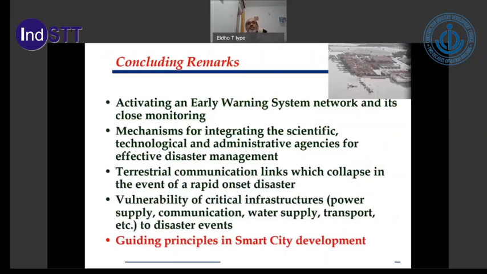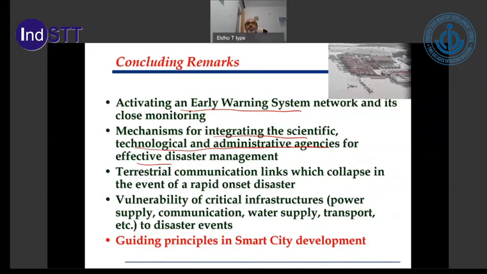So before closing this lecture, as I mentioned, flooding is a major problem, especially in urban development, especially in smart cities. Flooding we need to look into in a holistic way. So we need to have an early warning system, that we need to look into. And mechanisms of integrating the scientific, technological and administrative agencies for effective disaster management is very essential.